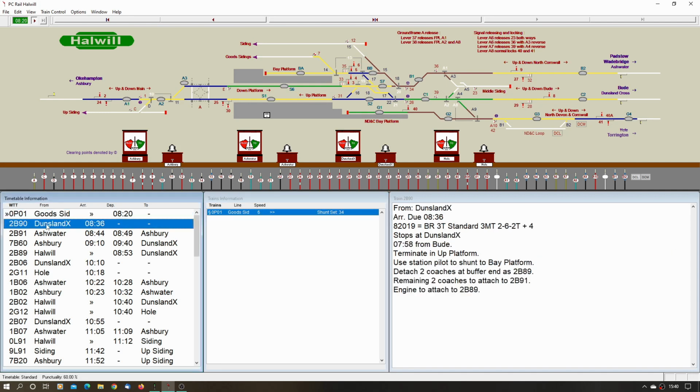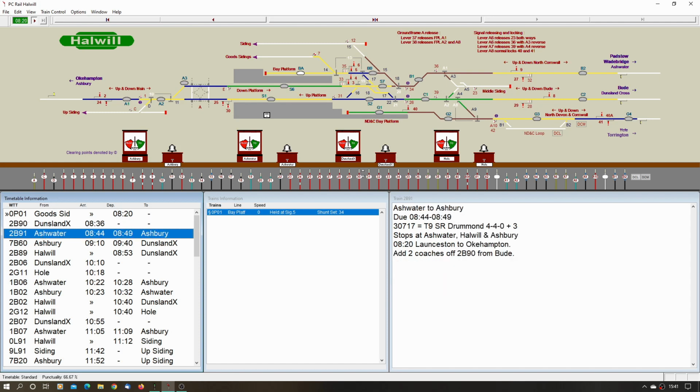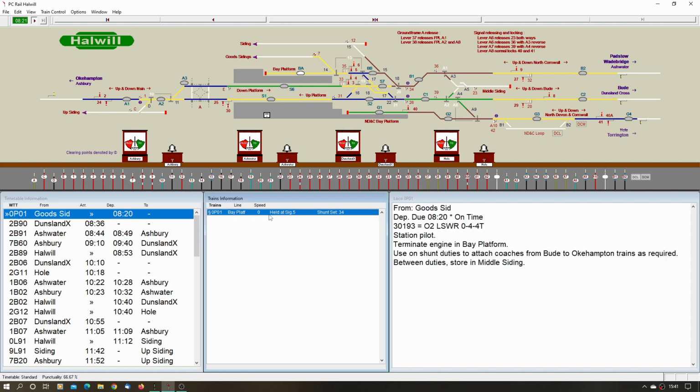Yeah, what I was saying, these are offered. I mean, this one will be offered very shortly. 8:36 terminates in the up platform. Use station pilot to shunt to bay platform. Oh dear. Detach 2 coaches at the buffer end as 2B89. Remaining coaches to attach to 2B91, which is train following it. Oh right, so it's got 2 coaches off the back of this coupling to the back of another train. Held at 5. Oh yes, I forgot 5. Well, it's 35.